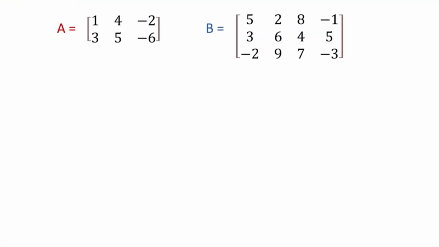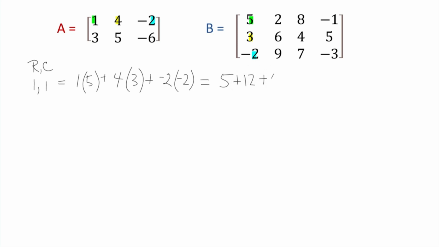All right, so we have row and column. So row 1, column 1. We're going to take this number and multiply it by this number. So we're going to have 1 times 5, and then we're going to add 4 times 3, and then we're going to add -2 times -2. And then we're going to sum that total. So we have 5 plus 12 plus 4, which equals 21.